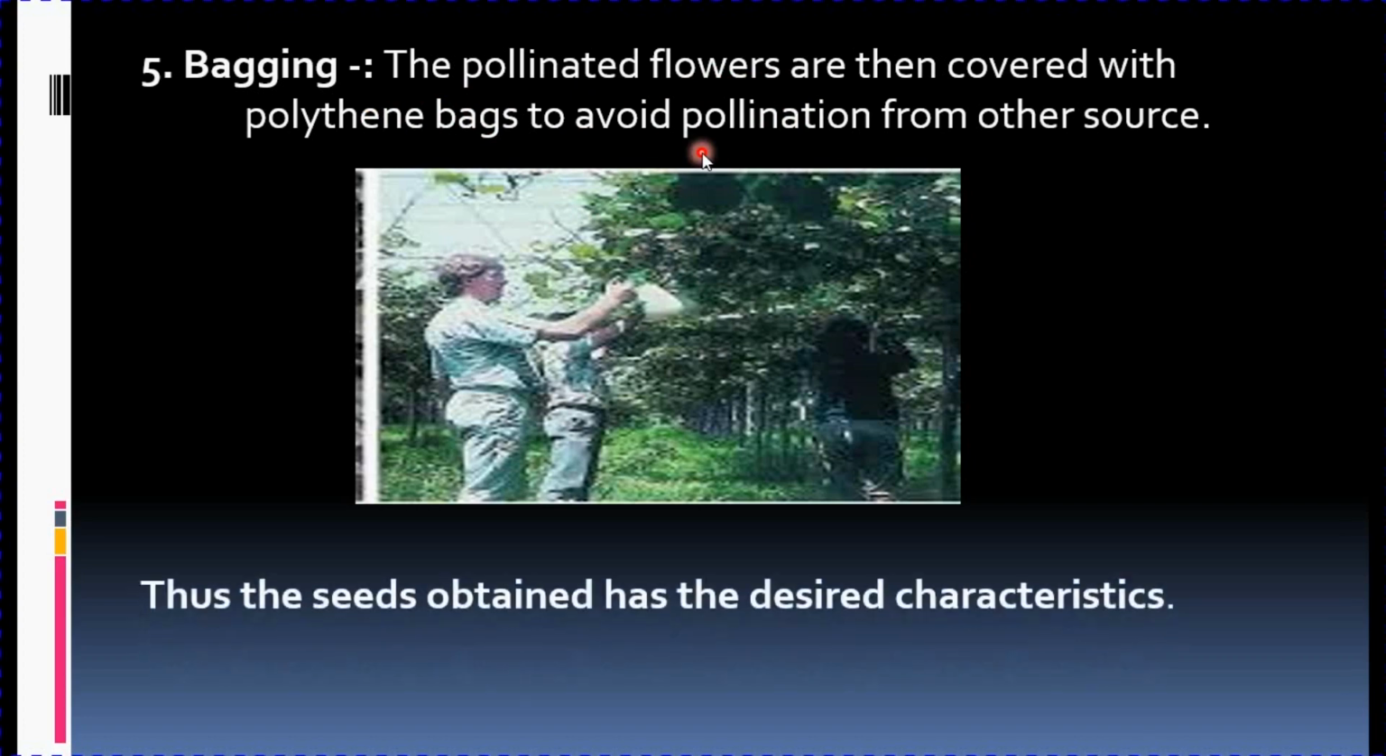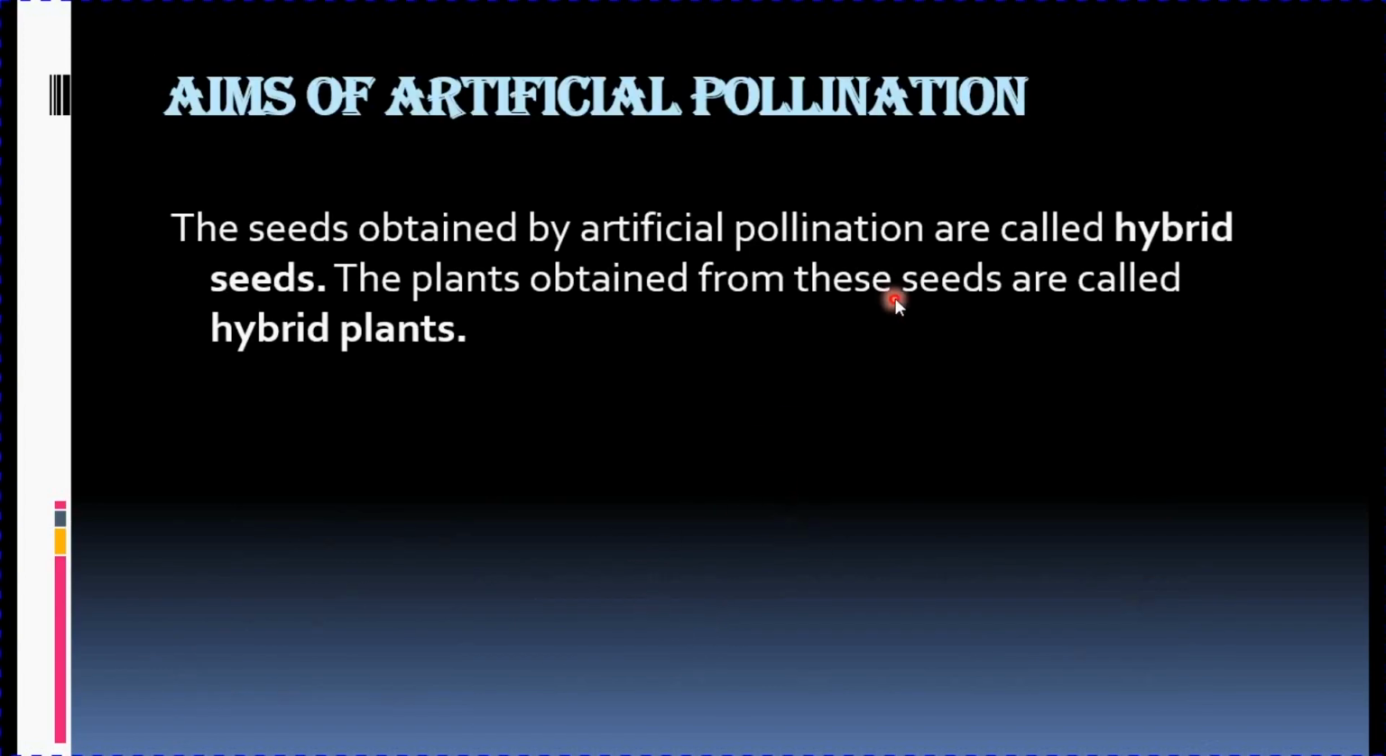So thus at the end of this process, the seeds that are obtained have the desired characteristics. The seeds obtained by artificial pollination are called hybrid seeds and the plants obtained from these seeds are called hybrid plants.